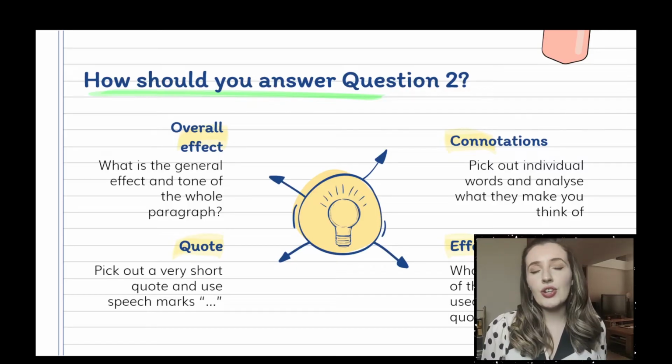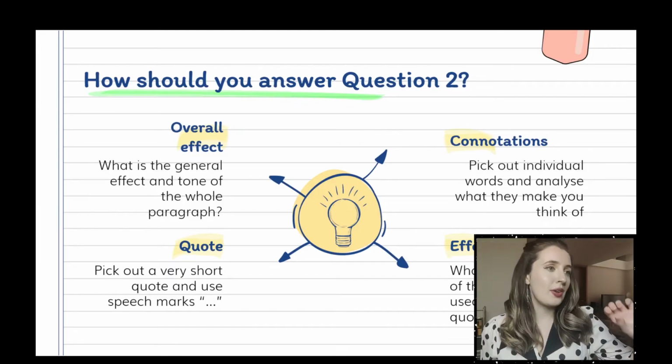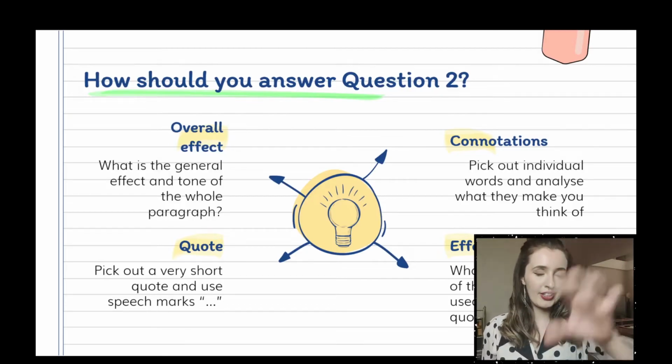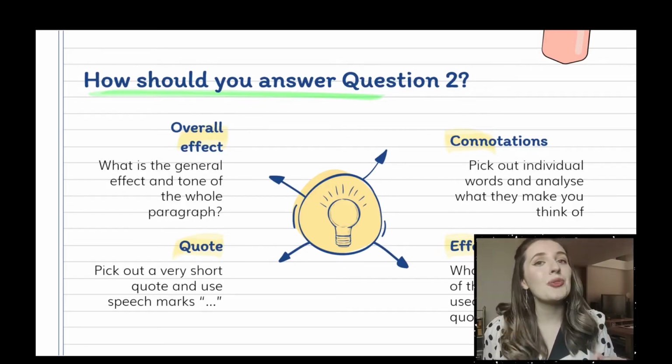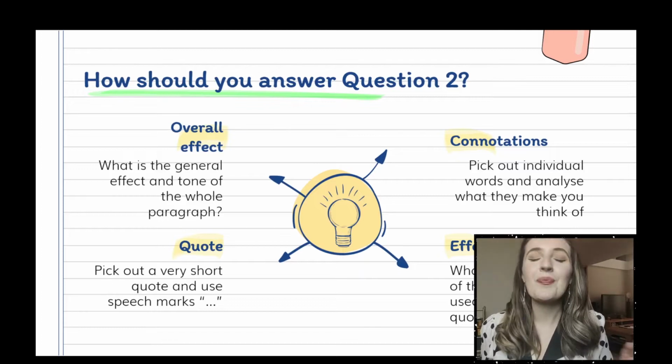So what is the writer trying to suggest? What does the writer want the reader to feel, and why? And you will do this in your paragraph by going overall effect, quote, connotation, effect, quote, connotation, effect, quote, connotation, effect. We're going to go through this. We're going to have a look at examples. I've got sentence starters. There's lots and lots of help for you on the worksheet. So if I've already lost you, don't panic.